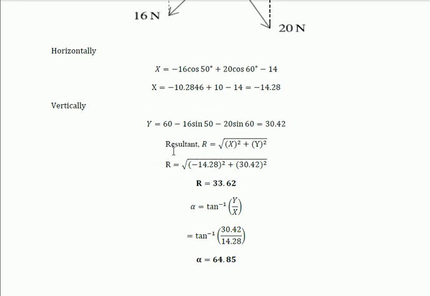We know that the resultant formula is the square root of x squared plus y squared. By putting the values of x and y, and after simplification, we get R equal to 33.62, the resultant force. To find the direction of the force, we use the formula alpha equals tan inverse of y over x. The value of y is 30.42 and the value of x is minus 14.25. The value of alpha is 64.85.